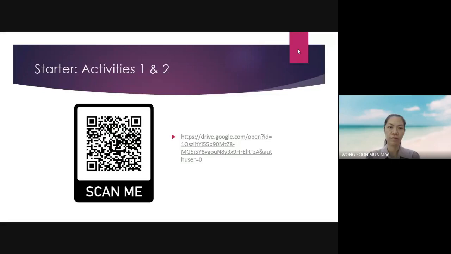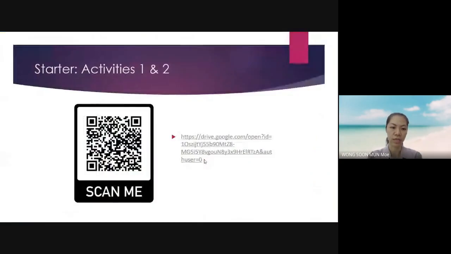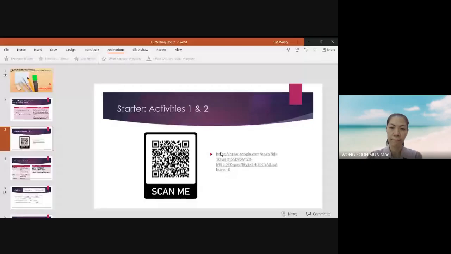Okay, so we will have activities 1 and 2. If you have your textbook, it is on page 26. Okay, and you will see activity 1 and 2. It is about verb and adverb. For 5C, 5I, and 5L students, if you have already logged into Google Classroom, you will be able to see this task. For the rest of you, I will copy this link for you. Just a moment.